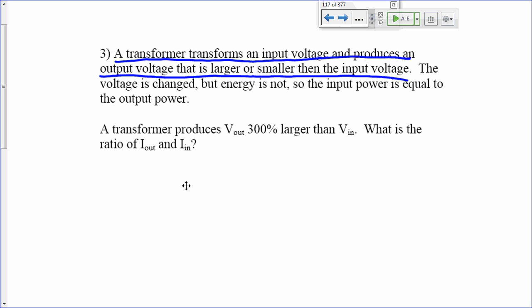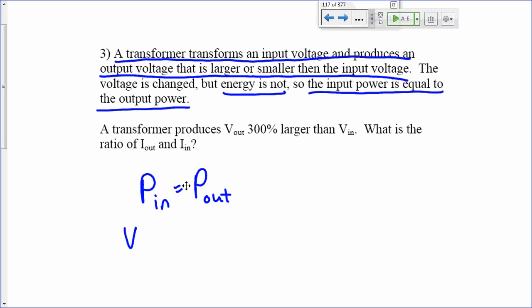The reason, and it says here, is that the voltage is changed, but energy is not. So the input power is equal to the output power. That is to say that P in equals P out, or V in, I in equals V out, I out.